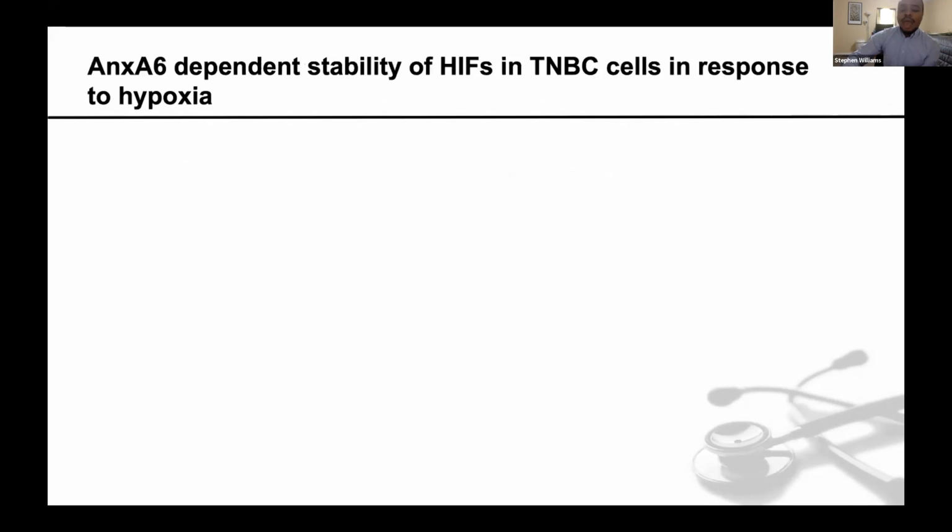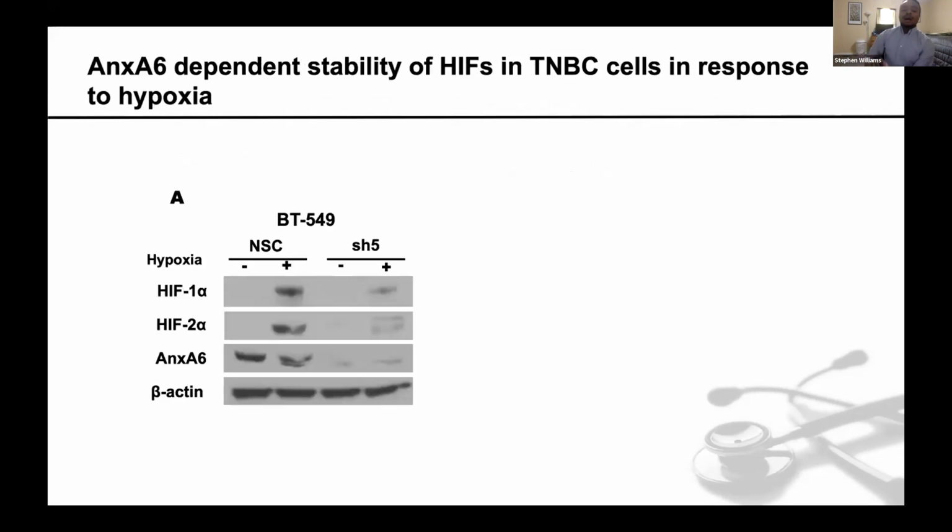We wanted to see, well, what happens if you inhibit annexin A6 upregulation in these cells? How do they respond to this hypoxic induction? And so what we did was we took BT549 cells that were transfected with non-silencing control and that of your SH5 short hairpin RNA targeting annexin A6. And what you see is that even under hypoxic conditions, when you inhibit annexin A6 expression, you actually lose HIF1 and HIF2 alpha stability.